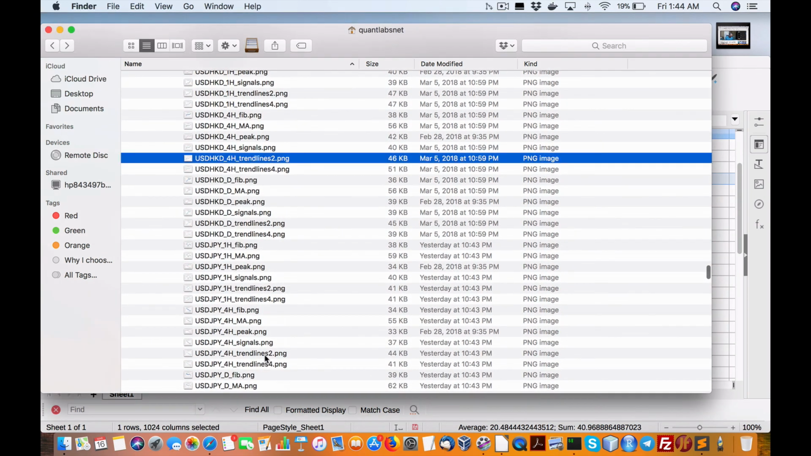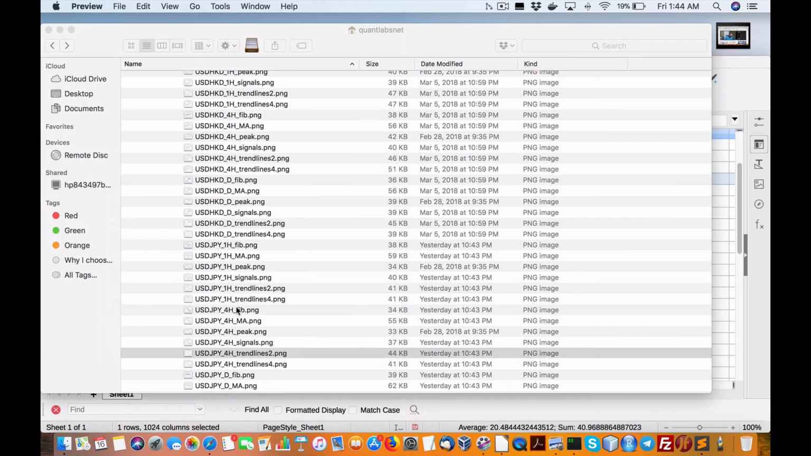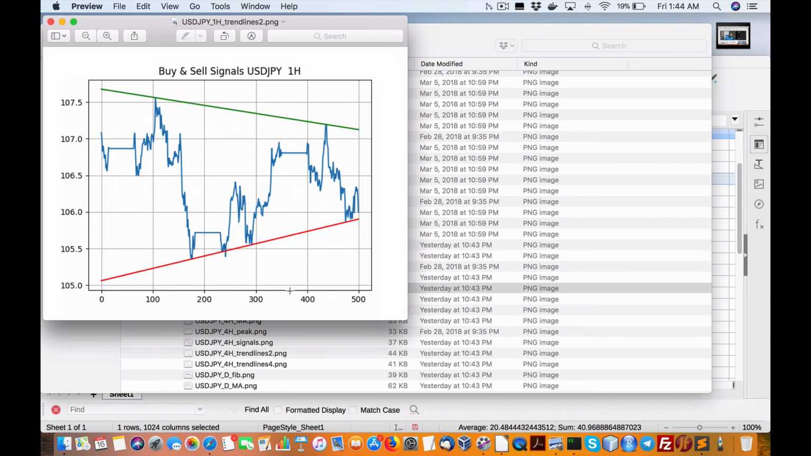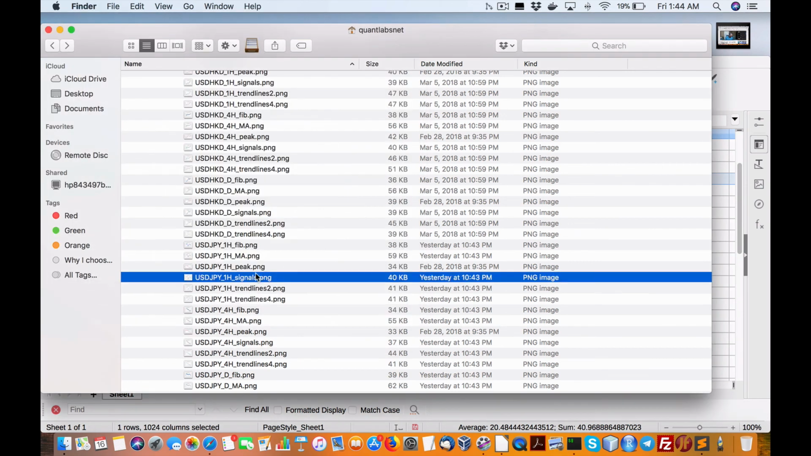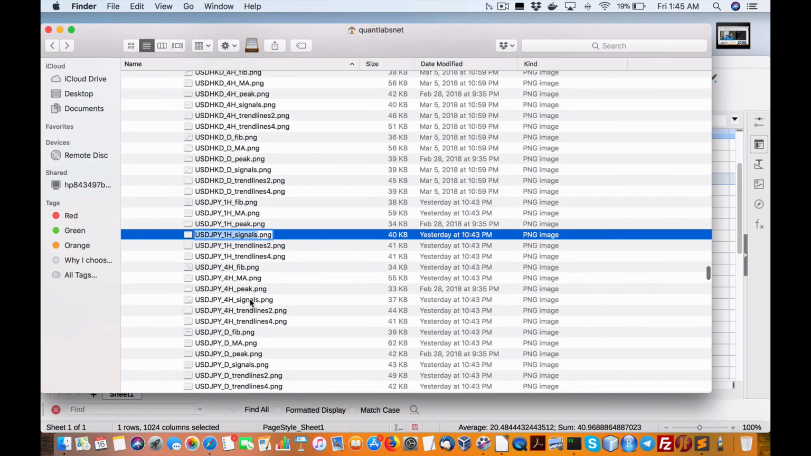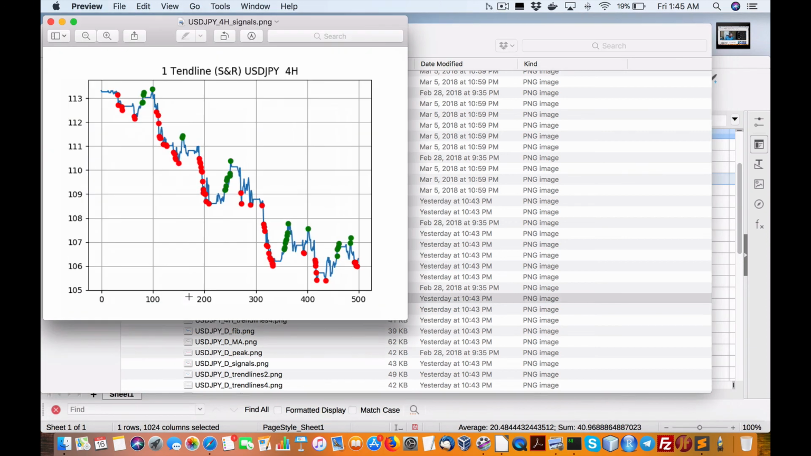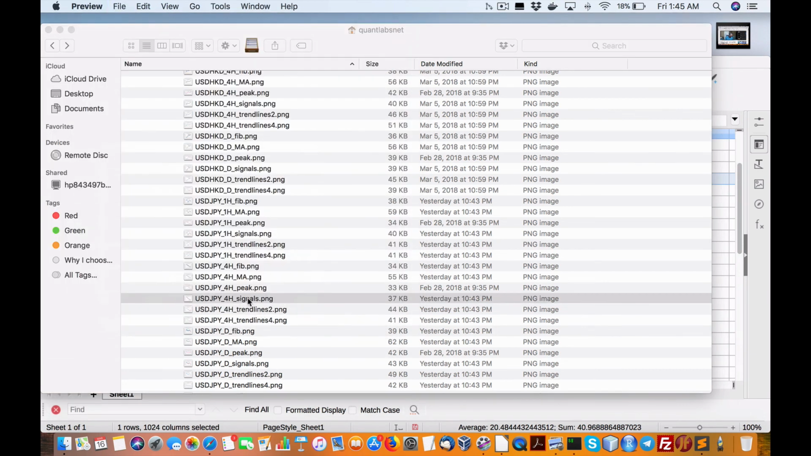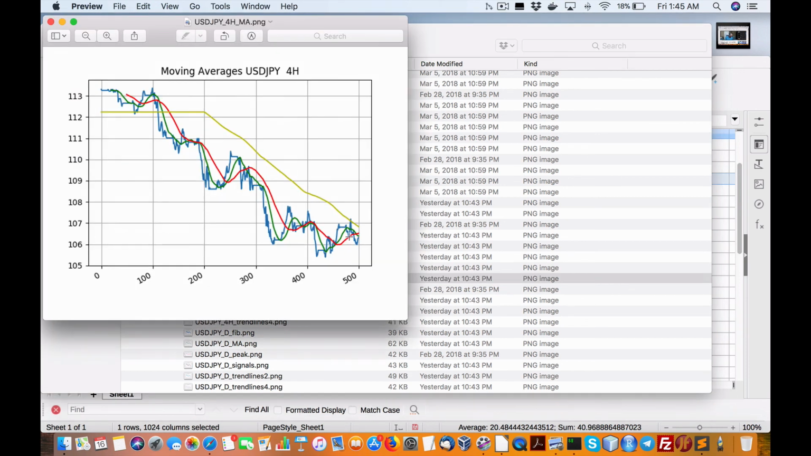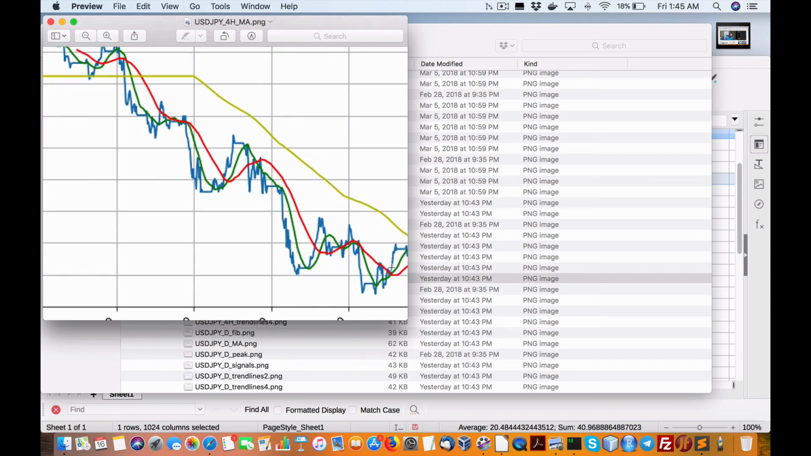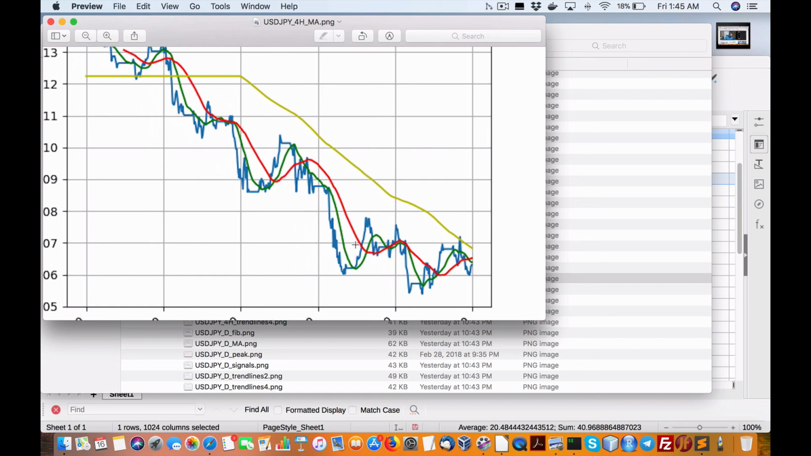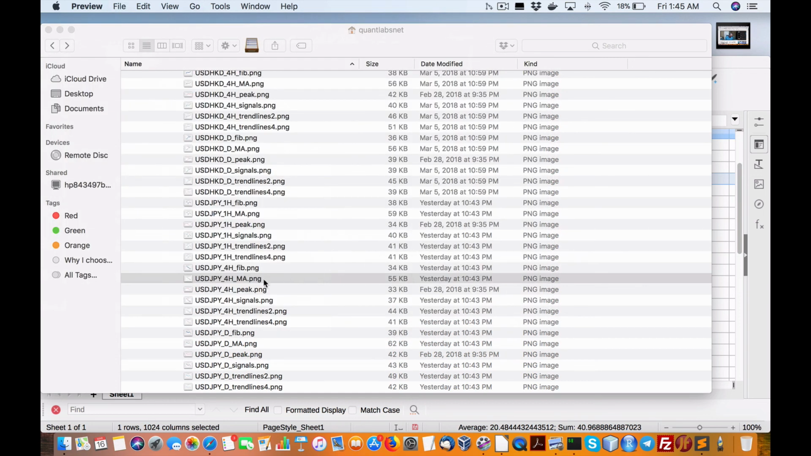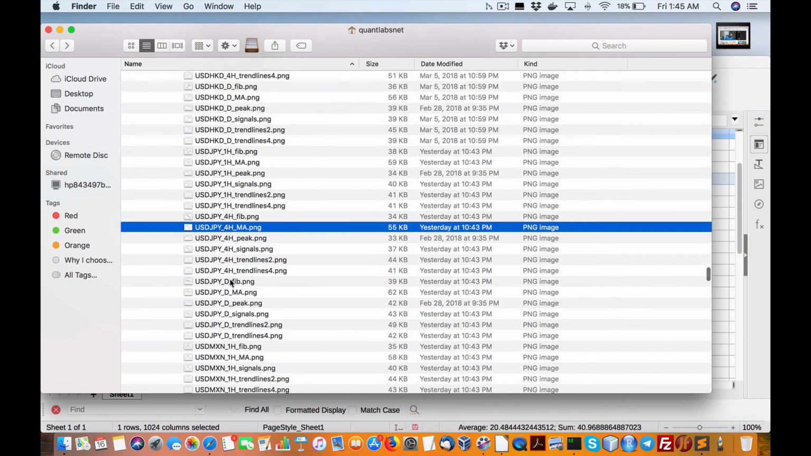US Japanese Yen. Down, down, down, down. Down, but it's bounced off the resistance. 4-hour signal. No, too many selling signals there. I don't like the looks of that. Moving average, yeah, the 200 is much higher than the others. Just trending down, which means that the 200 is probably pressuring everything down.